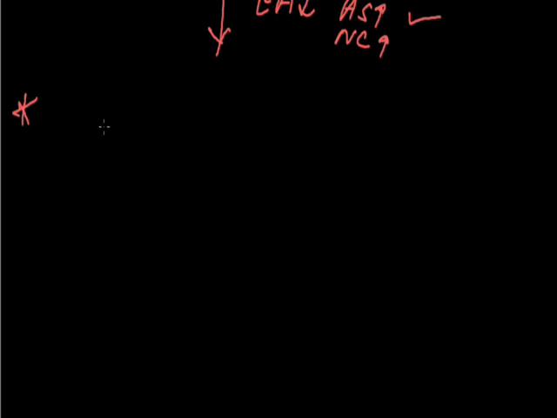Now there are some irregularities observed in the case of electron affinity. Now what are they?